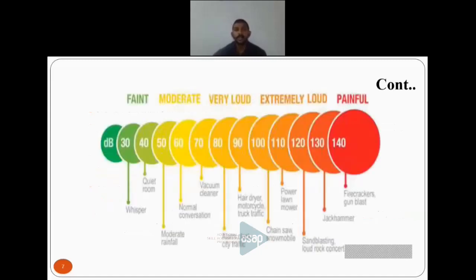This shows how many decibels whispering causes. If it is whispering, that will be 30 decibel, and if it is a normal conversation, it comes as 60 decibel, and that is considered moderate. And moving on, we were just seeing firecrackers and a gun blast. It is a painful situation, which causes 140 decibel.